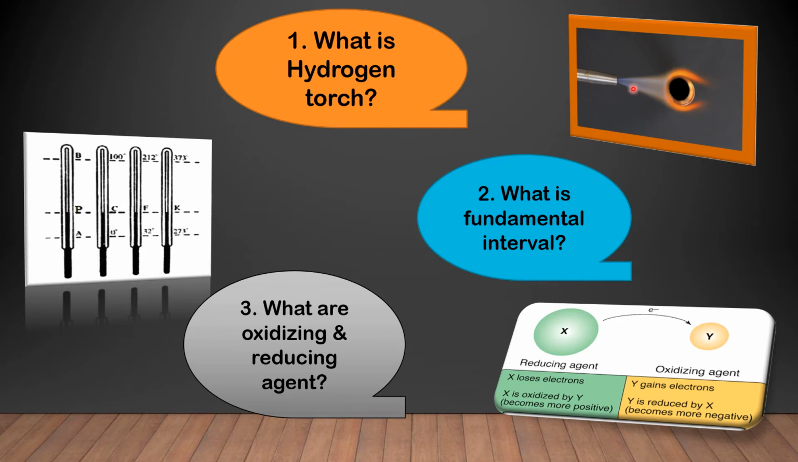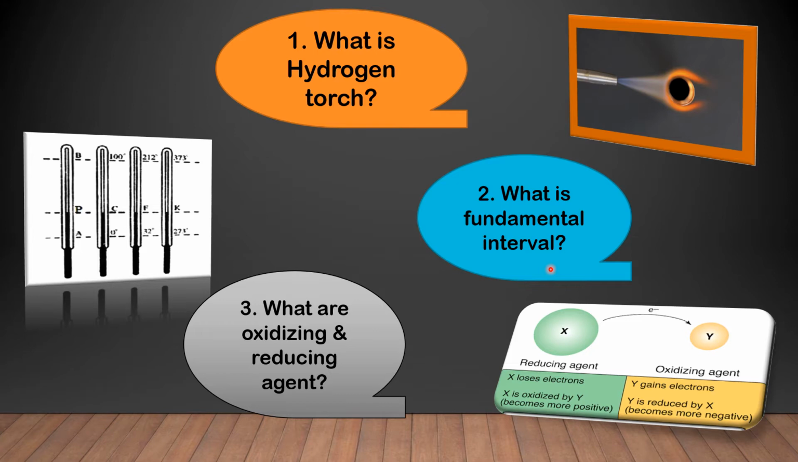Now see this diagram. This is a hydrogen torch. I don't think you have seen it before. So see this properly. This is a hydrogen torch where 4000 to 5000 degrees Celsius temperature can be produced. Now the next question is, what is fundamental interval?